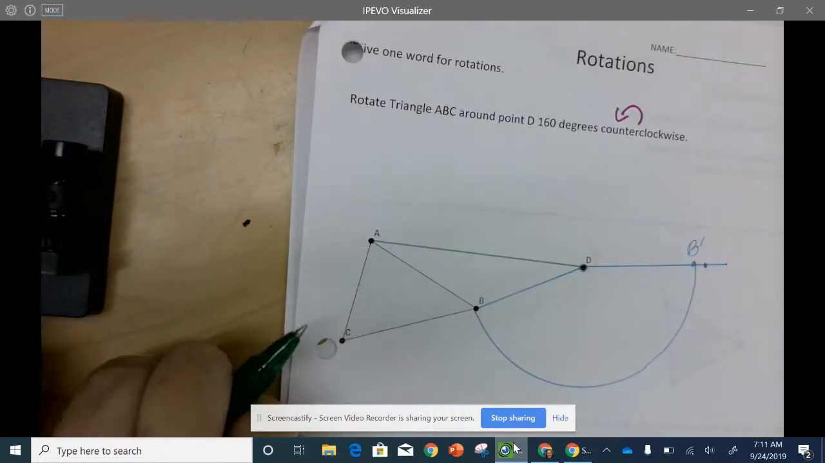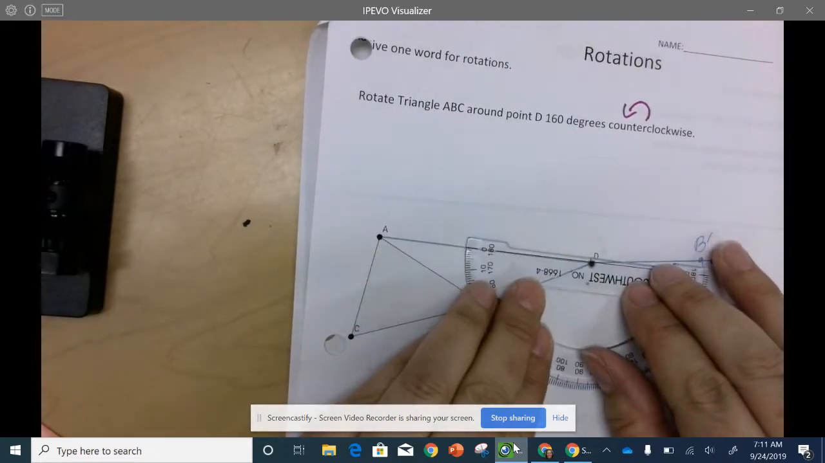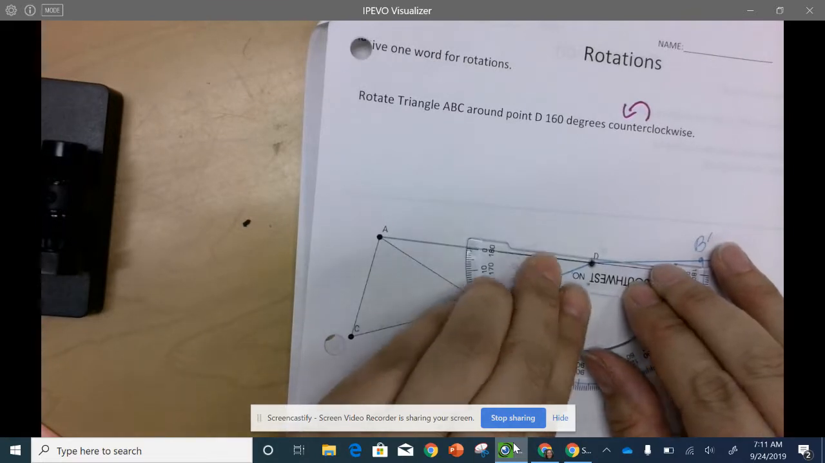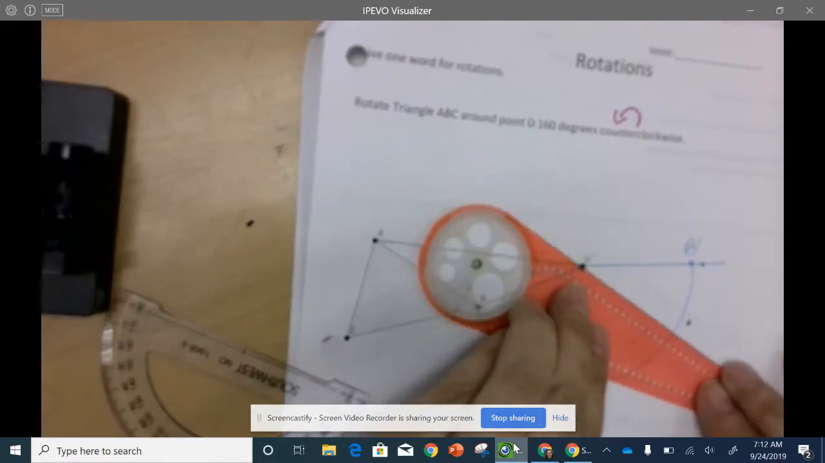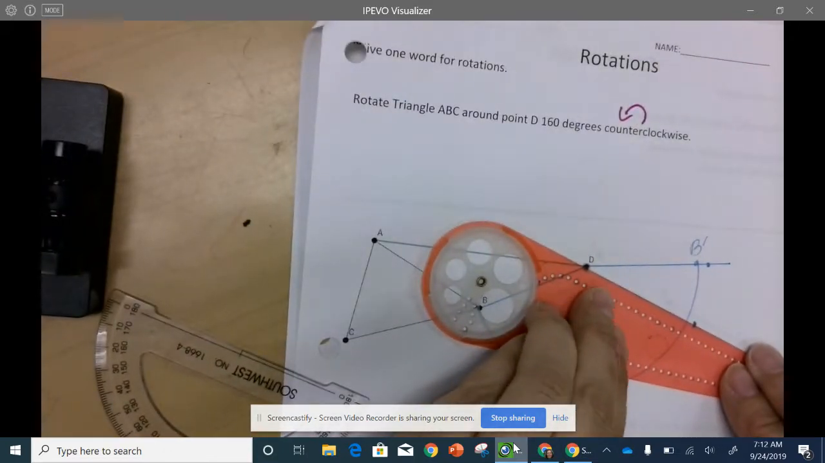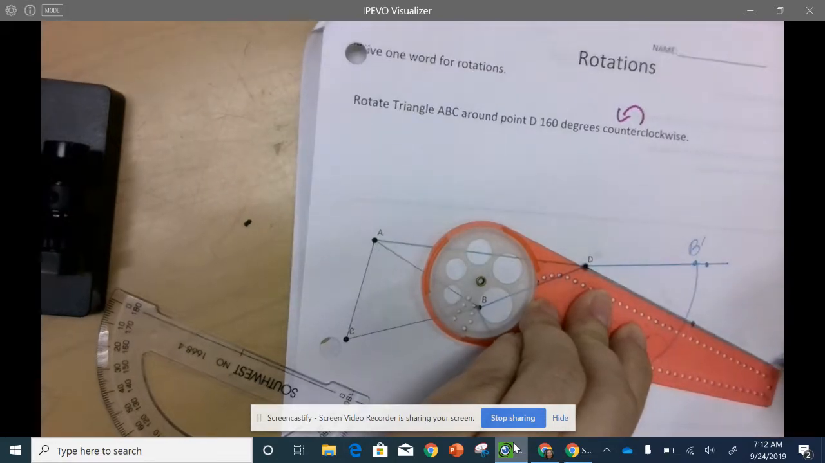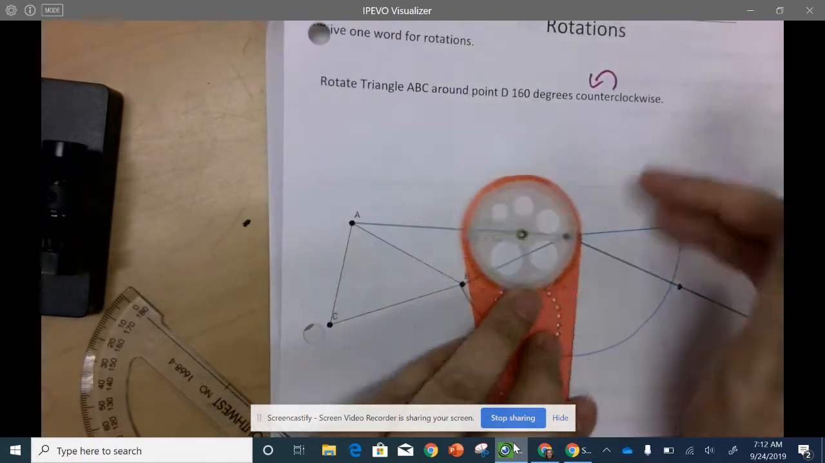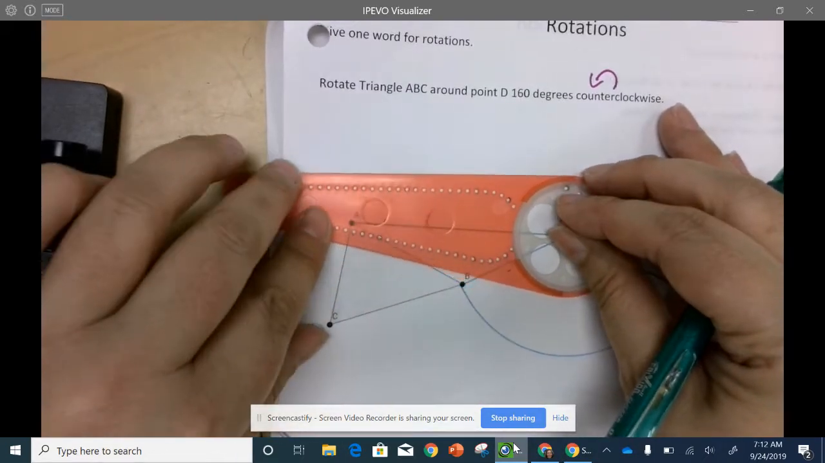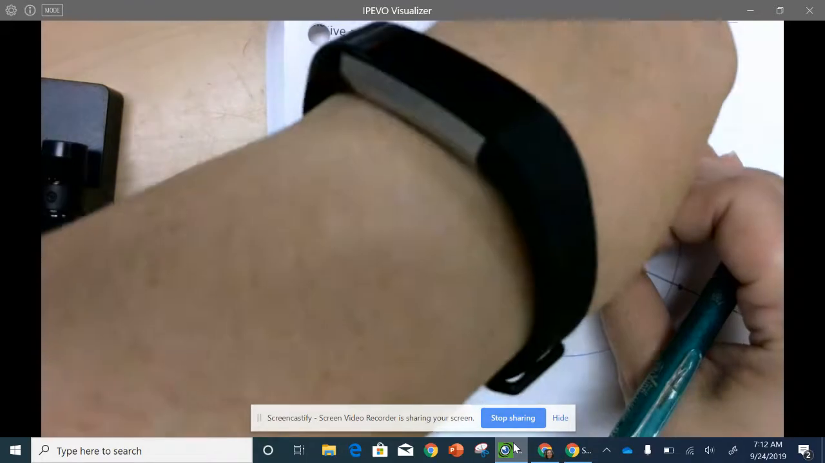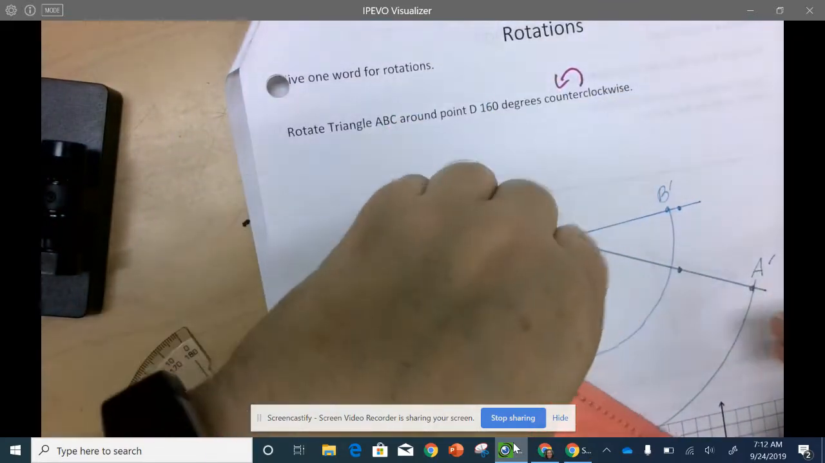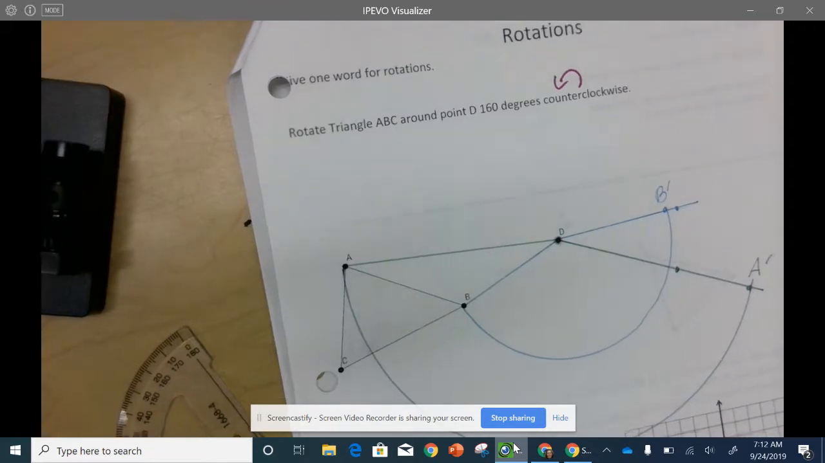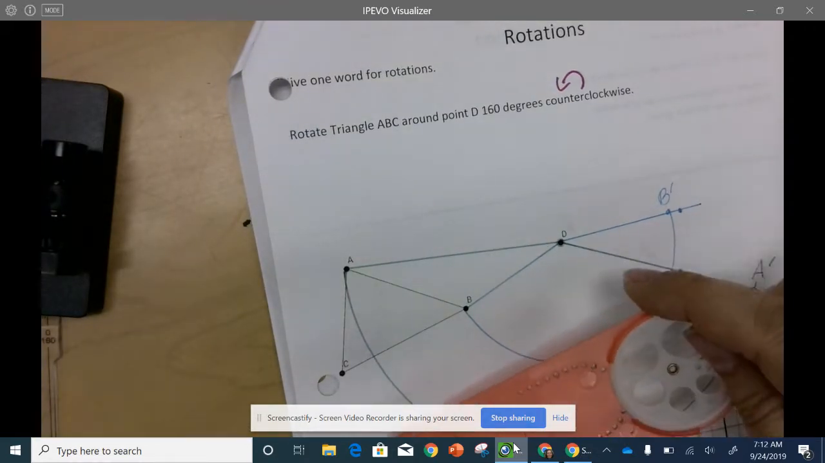I put my protractor on here. And I'm going to measure 160. And as we line it up, I mark where it is. I'm going to draw my segment through the point that I did. Okay, and we put it on here. I line it up with A. I'm going to go across. Okay, then we're going to do the same thing with C.